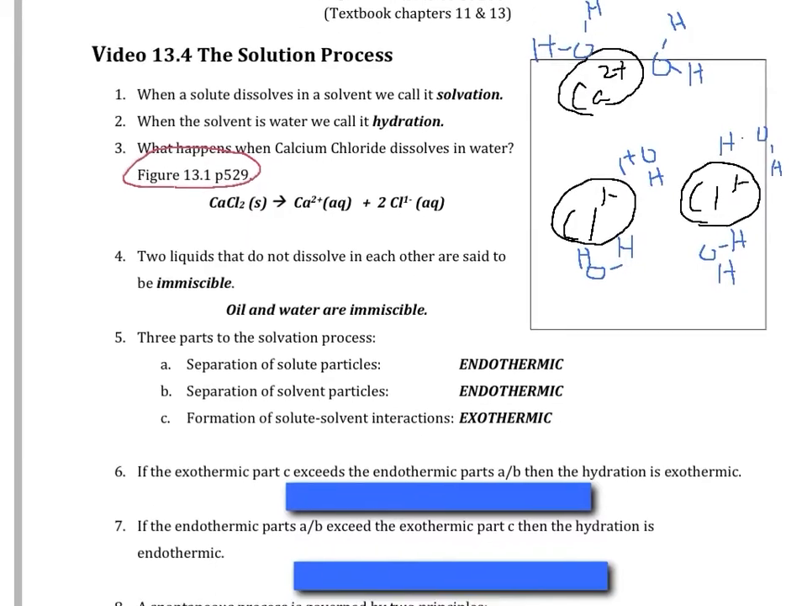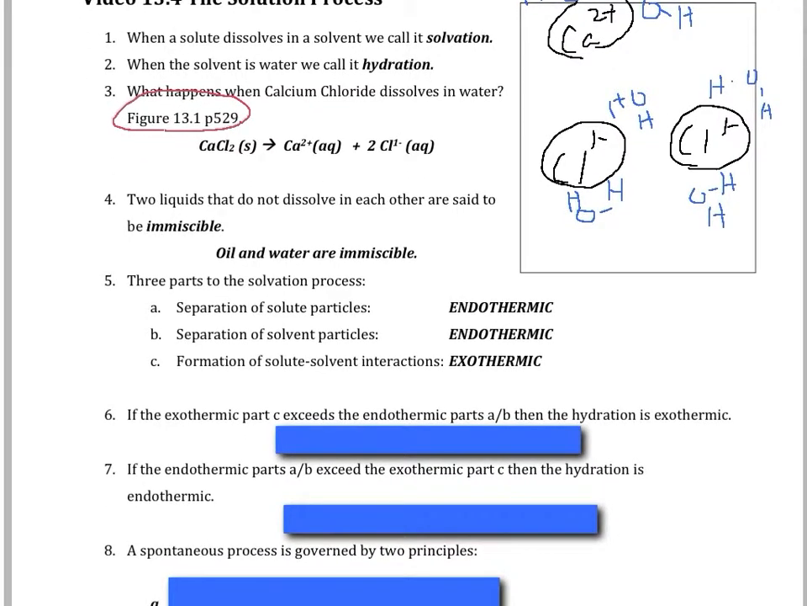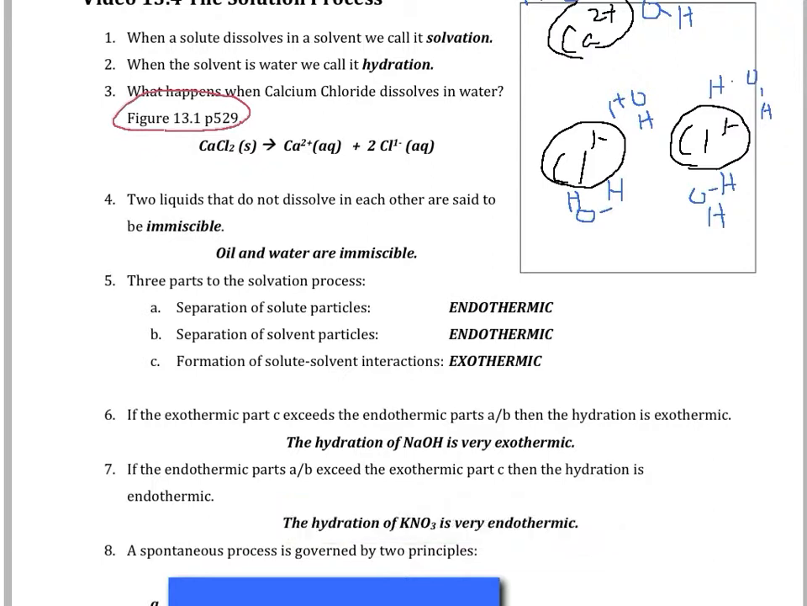Let's advance the page and I'll give you 2 examples which we will see in class. If you dissolve sodium hydroxide in water, it's a very exothermic process. As a matter of fact, when I make a 1 molar solution of sodium hydroxide, I usually surround the graduated cylinder with ice because it's so very hot. On the other hand, if you put potassium nitrate in water, it's very endothermic. It's very cold.